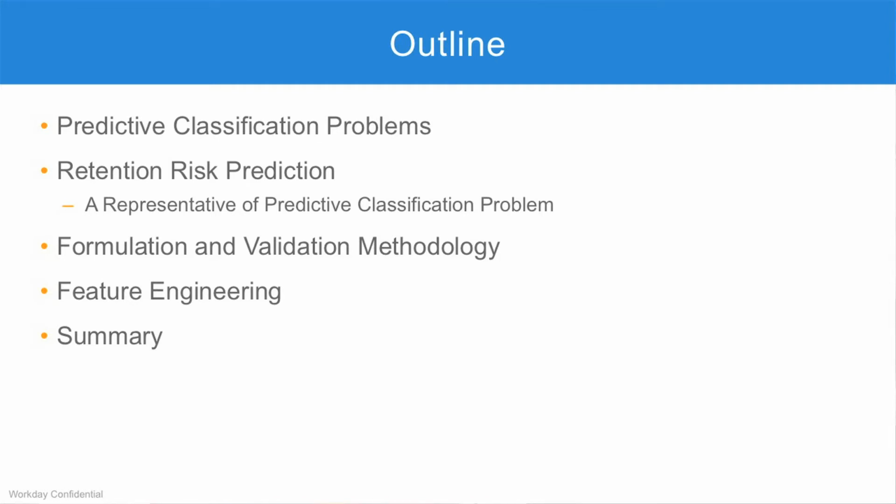We are not going to talk about retention risk by itself, but we are going to use it to illustrate the ideas that underlie these kinds of problems. We'll talk about how we formulated this problem and the validation methodology we had to use. And finally, we'll talk about feature engineering, and then I'll conclude. So as we are going to use retention risk as our illustrative example, let's talk a little bit about retention risk.